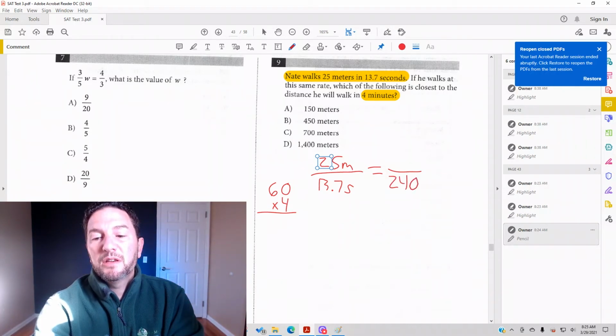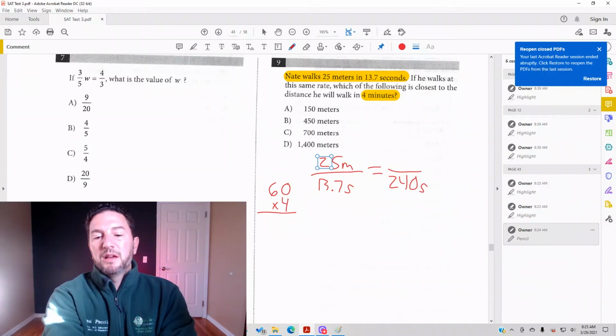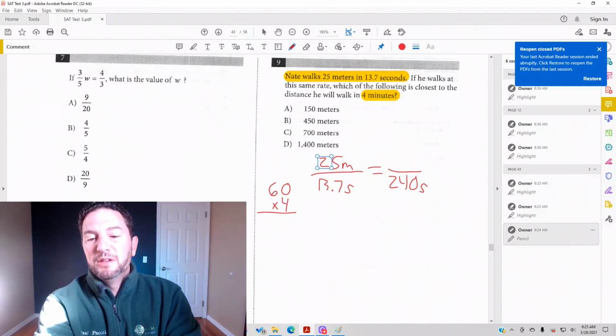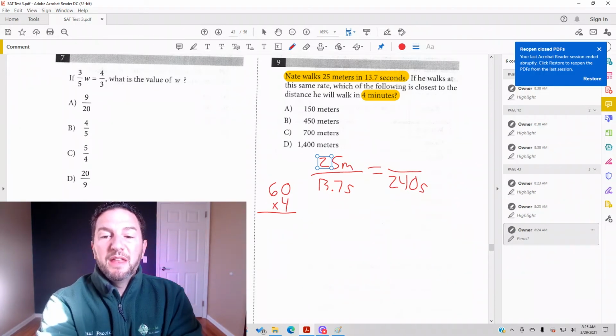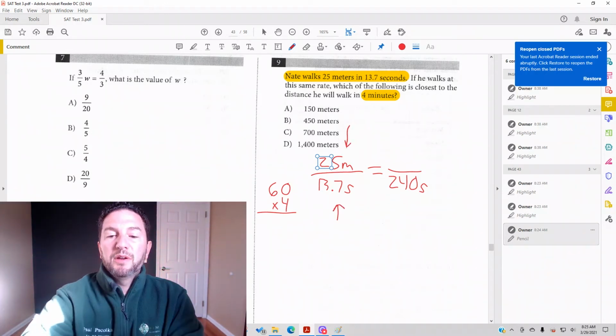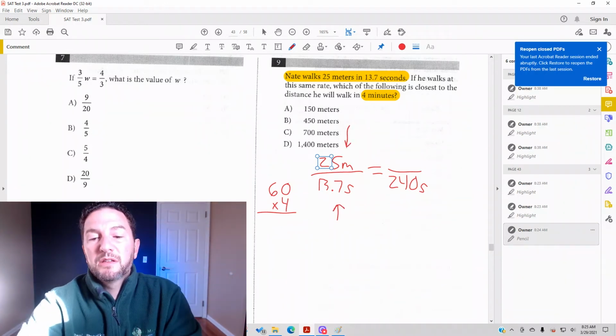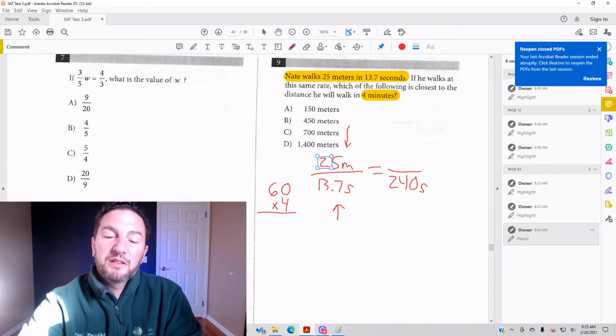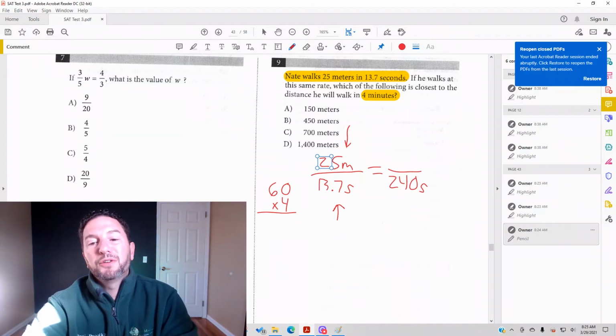How do we know it's going to go on the bottom? Because the bottom is time units. So the bottoms have to have a relationship with each other. In this case, they're both time. And then the top and the bottom on any given side has to have a relationship with each other. And those do because it's 25 meters in 13.7 seconds. So that's how you know you set up your proportion correctly.